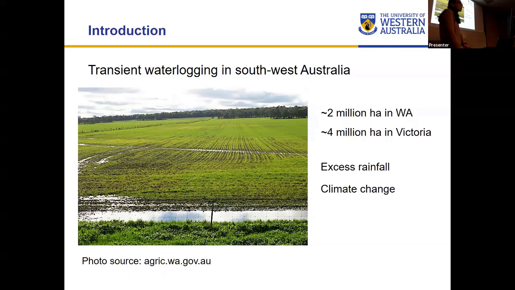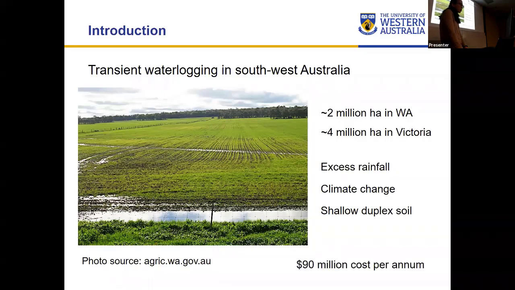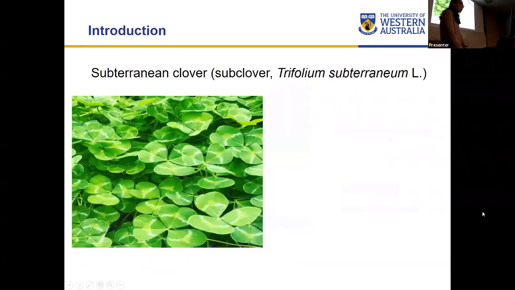In southern Australia, waterlogging occurs in poorly drained duplex soil, which is estimated to be 40 to 60% of the total agricultural land area. There is an estimated cost of $90 million per annum in crop production loss because of waterlogging. Therefore, the challenge now is to improve the persistence and resistance of pasture plants in order to maintain productivity.